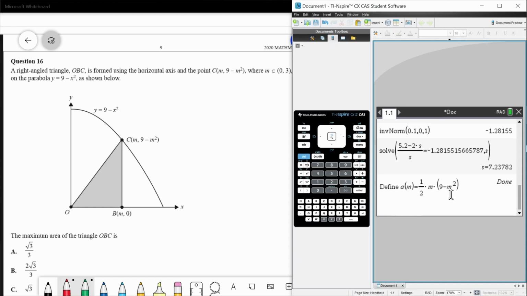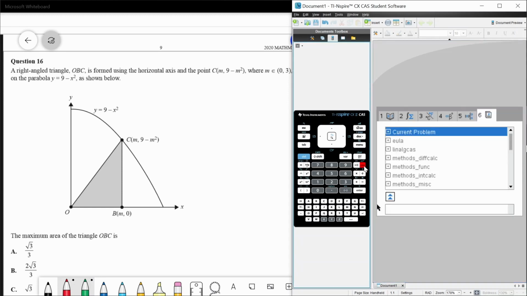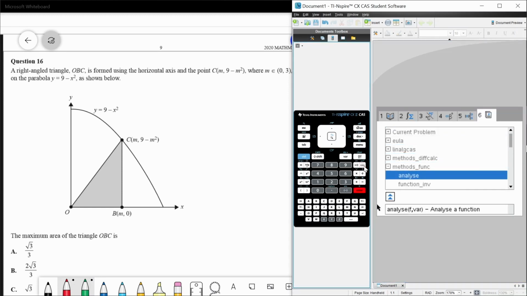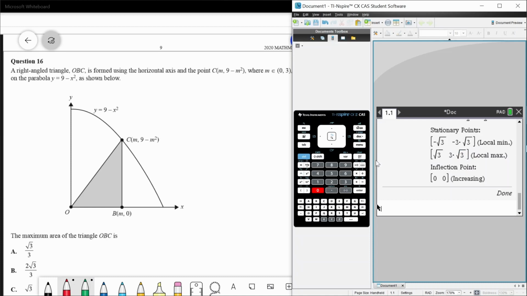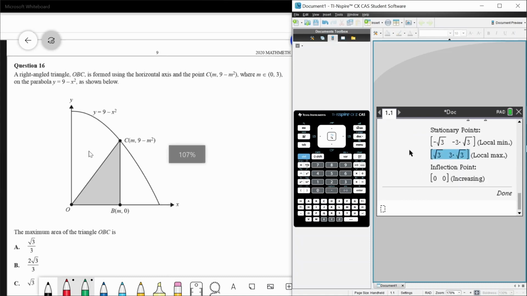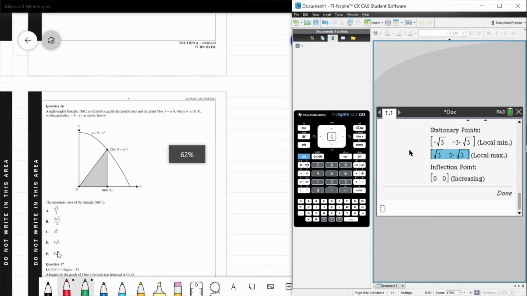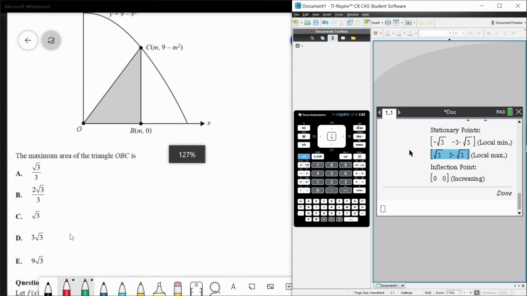There's multiple ways you can do this. You can differentiate, but I'm actually going to use one of my programs because why not? So we're going to go to analyze, and we're just going to plug in A of m, comma m, and we don't need a domain. And it looks like the stationary point, the local max, is at 3√3. So it has to be option D.